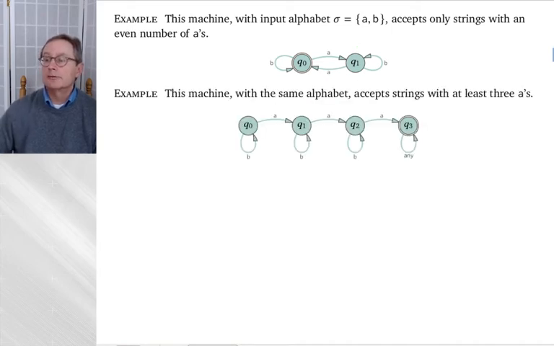This machine accepts strings with at least three A's. So the first A takes you over to Q1, the second A takes you over to Q2, and the third A takes you over to Q3.